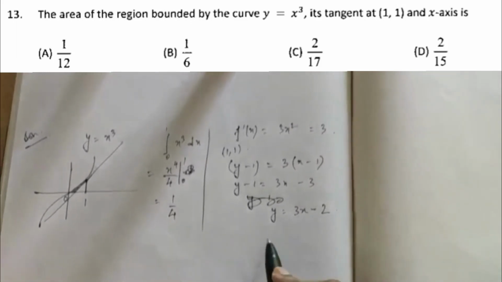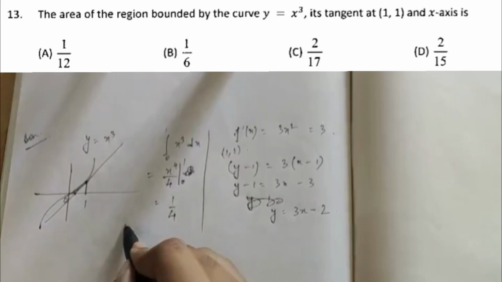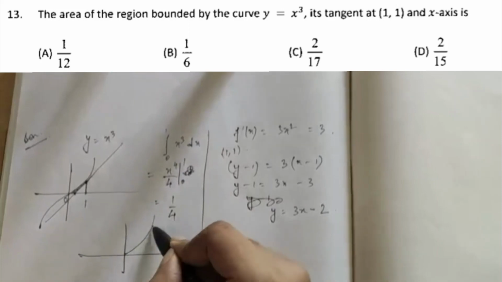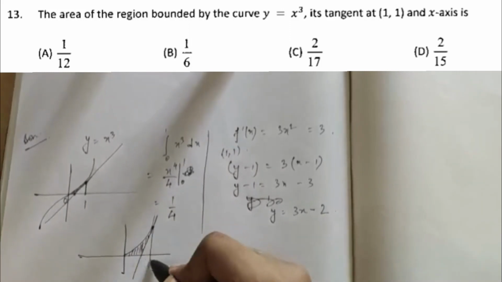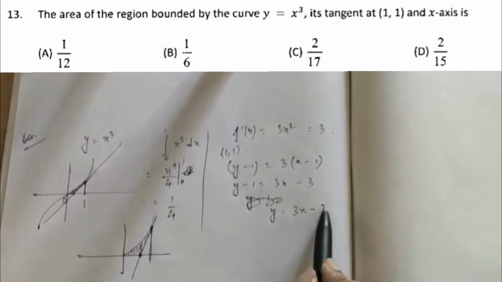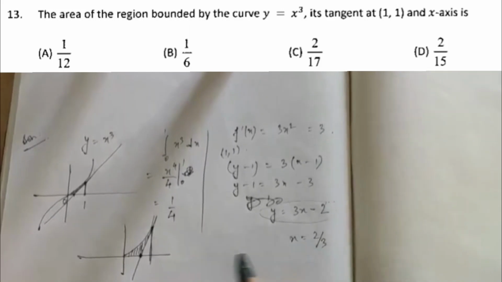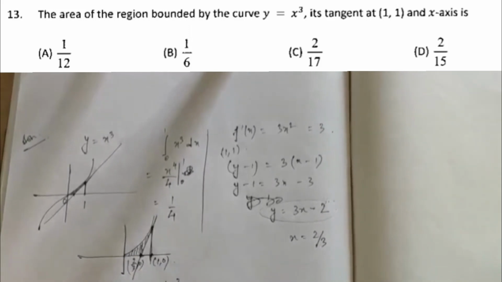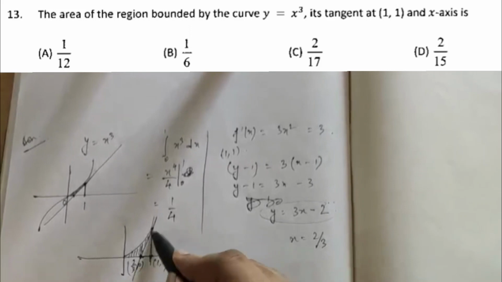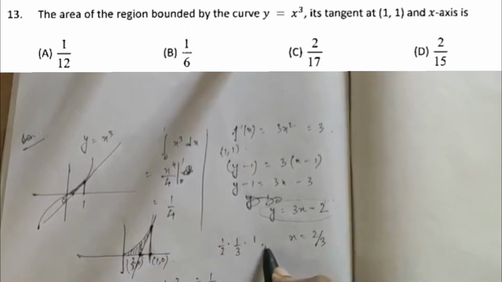So here if y is equal to 3x minus 2, you can say that it's cutting the x axis at the point. Let me draw the figure a bit more clearly. Here if this is the point 1 comma 1, they are asking me this area. So I need to get the value of this coordinate where this tangent is cutting the x-axis. That means y is becoming 0. Y is becoming 0 at x equal to 2 by 3. So this will be 2 by 3 comma 0, and this is point 1 comma 0. So this distance is 1 minus 2 by 3, that is 1 by 3. So area of this triangle will be half into base, base is 1 by 3, into height is 1. That means 1 by 6.